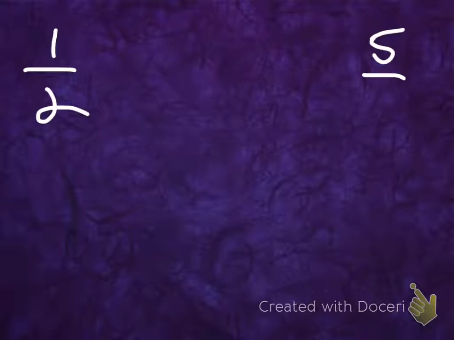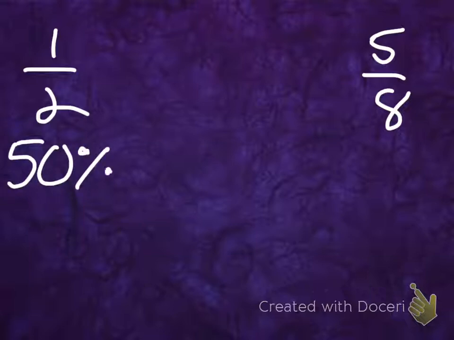Alright, number 6. Miss Nevin is making a costume for a school play. She needs a piece of fabric that is greater than 1/2 of a yard but less than 5/8 of a yard. Which length of fabric listed below could she use? Alright, so we need to change these into percentages. Now, 1/2 is 50%. We should know that already.